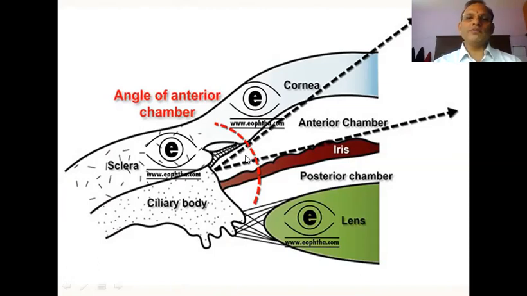If there is any obstruction at this level, then there is a buildup of pressure, and this raised pressure is known as raised intraocular pressure. And this is the posterior chamber. Here the aqueous is secreted by the ciliary process into the posterior chamber. From the posterior chamber, the aqueous flows through the pupillary area into the anterior chamber, and from the anterior chamber it has to go out of the eye through the trabecular meshwork. So the angle of the anterior chamber is very important, as the trabecular meshwork and Schlemm's canal are situated there.